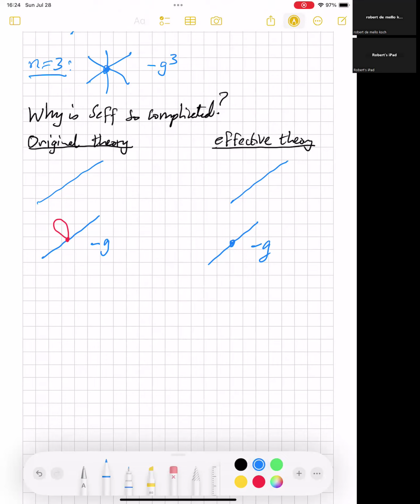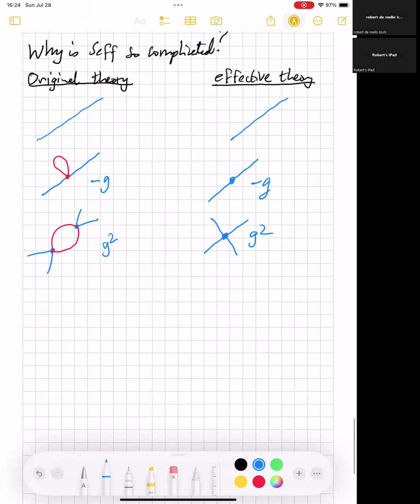Then we could also have the following. We could have a diagram like this in the original theory. Okay. And what would that correspond to? This would have a coupling strength of g squared, because there's a minus g times a minus g, that's just a g squared. But in the effective theory, we have a quartic interaction, and that has a strength of g squared. Let's do one more.